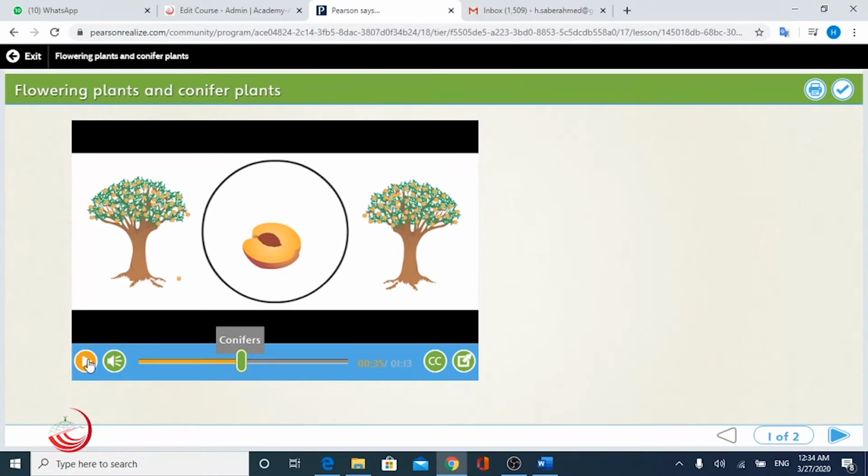Now this is the part that belongs to the conifer plants.